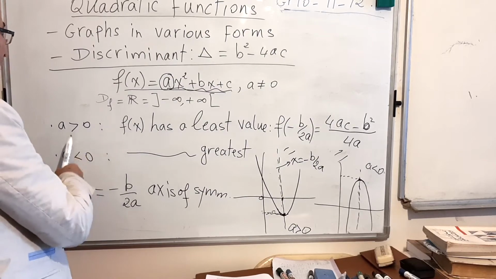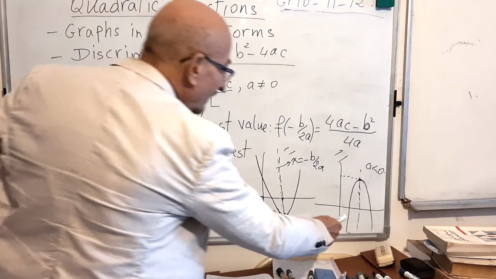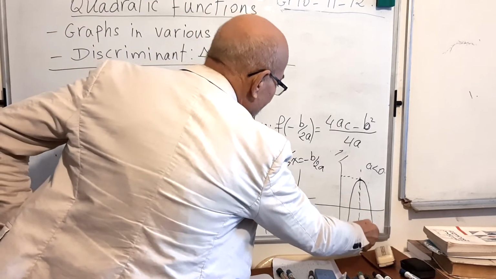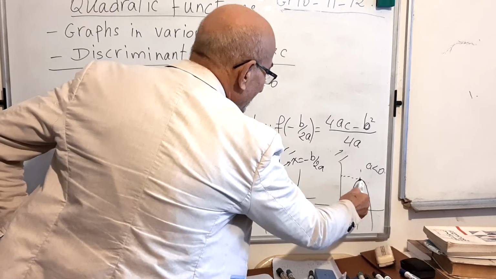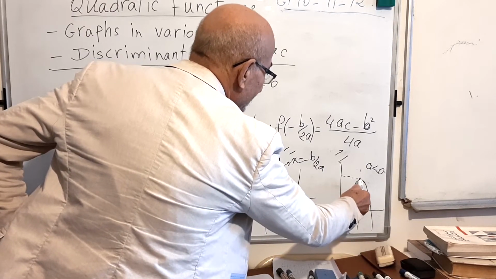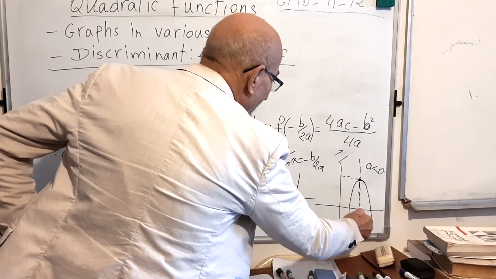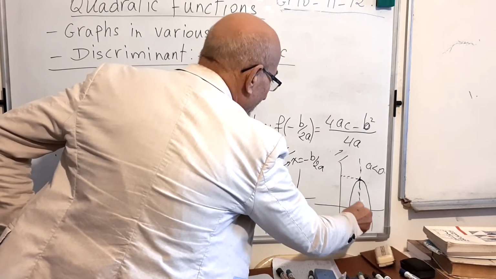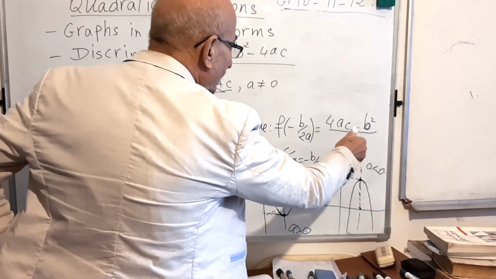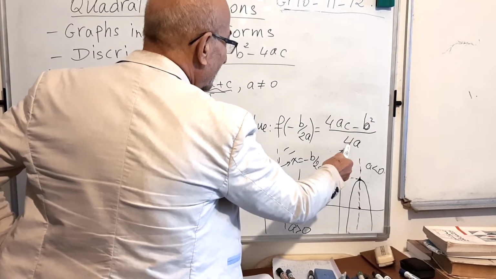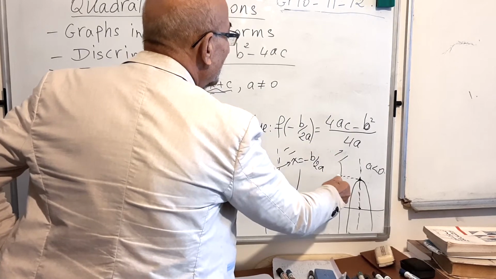And if a is negative, the curve has this form. The function has a greatest value, f of minus b over 2a equal 4ac minus b squared over 4a.